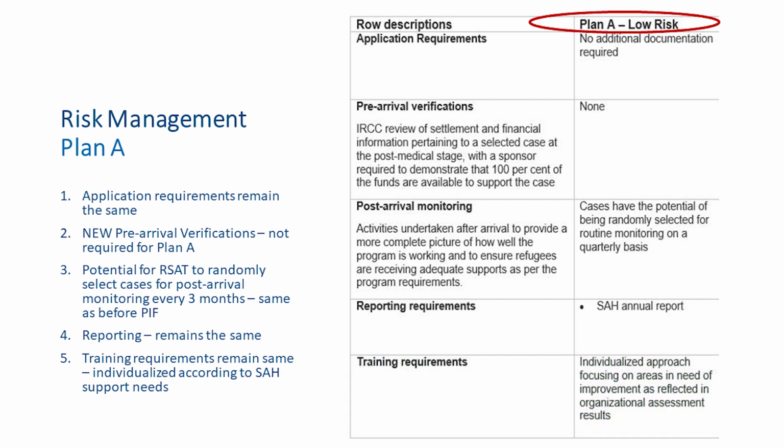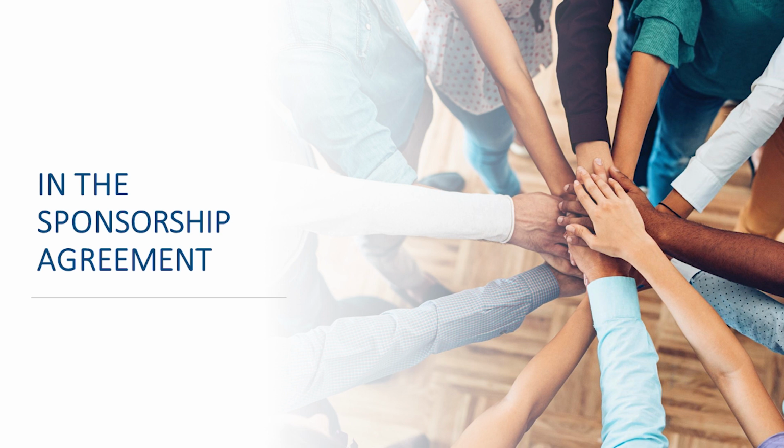So that's just a very broad overview of the 5 components in risk management plan A. We will come back to these later on in the session, but what I'd like to do now is look at the specific sections of the sponsorship agreement that have been updated to incorporate elements of the risk management plans.